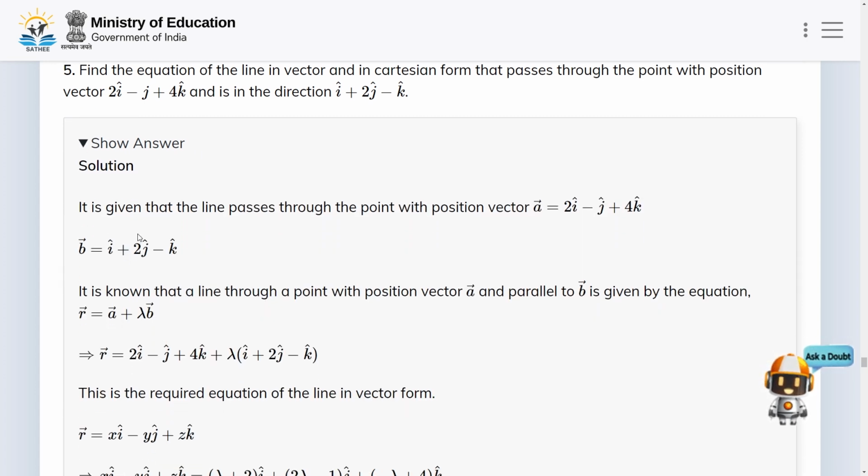We'll be using the same conditions, as A will be your position vector. If you want to know, the scalar components 2, -1 and 4 represent the point where your line is passing from. So 2, -1, 4. Now first of all, let's see the vector form. This will be your A and this will be your B. Whenever you are given your position vector and the vector which is parallel to the line, you will have to use this form: vector r is equal to vector A plus lambda times vector B, where lambda is any scalar.